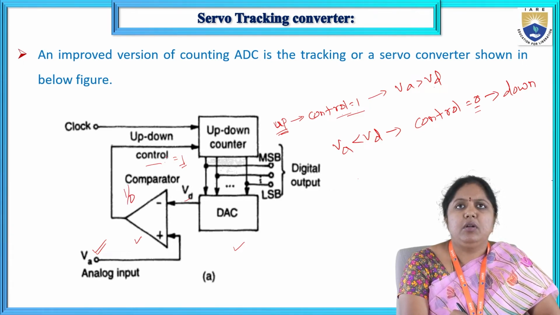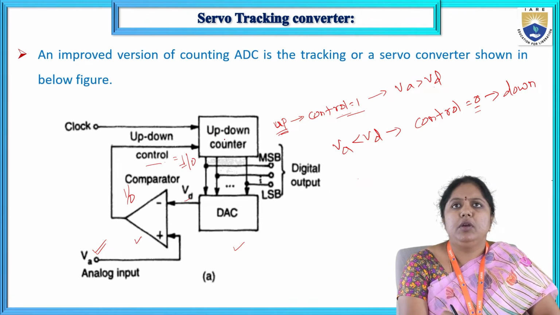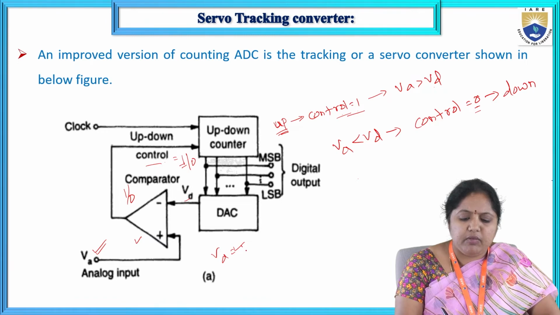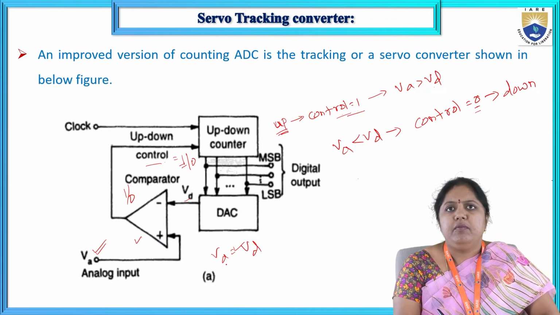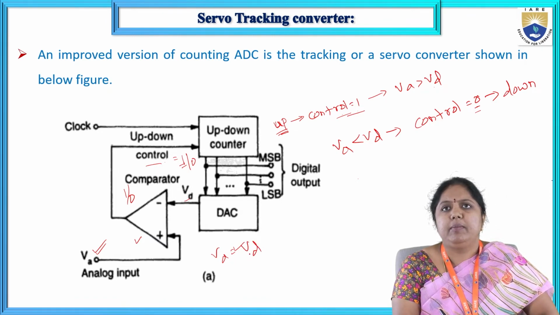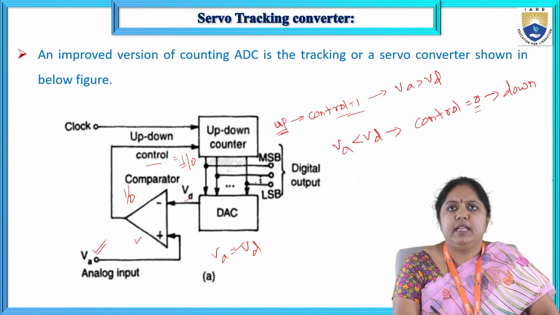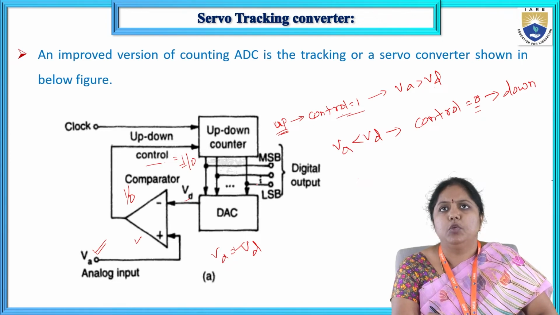When the control input value equals 1, the up-down counter will do the up operation. When the control value equals 0, it will do the down operation, right? So after completion of the entire thing, when the VA value becomes continuously equal to VD, then what will happen? The counter will understand that yes, the total conversion operation is over.